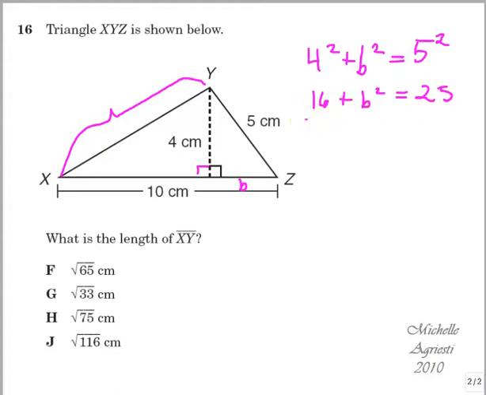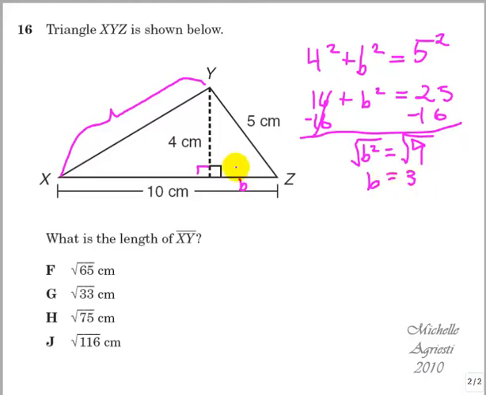So I need the 16 to go to the other side. B squared is 9. And to undo squaring, I take the square root. What I do to one side, I do to the other. I get B equals 3. So this is 3. If this side is 3, this side is 7. 7 plus 3 is 10.